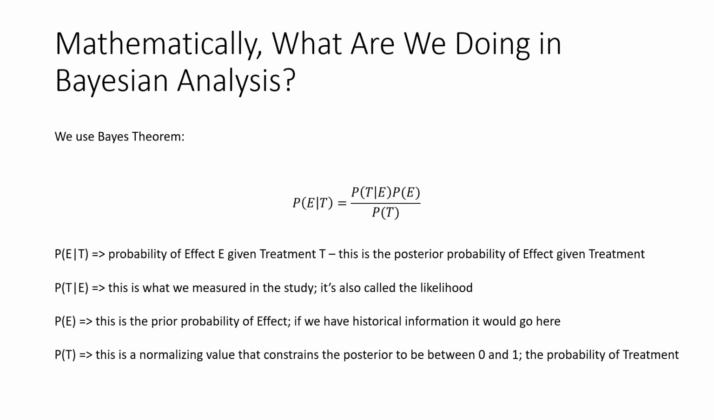If we have historical information, it goes here. And then this denominator here is a normalizing constant, or I shouldn't call it constant. It's a normalizing factor that keeps the posterior probability between 0 and 1.